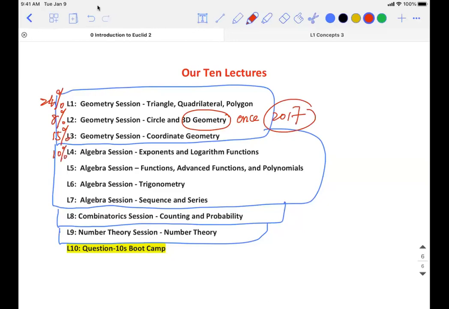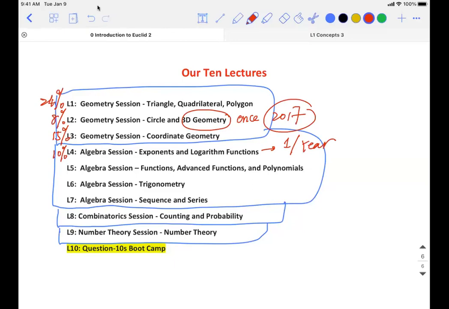Trust me, you're going to have one problem every year. No exception, never more than one, never less than one, always one problem. One problem tests you on the exponent, one problem tests you on the logarithm, okay? Every single year. For lecture number 5, we're going to talk about functions, advanced functions, polynomials.